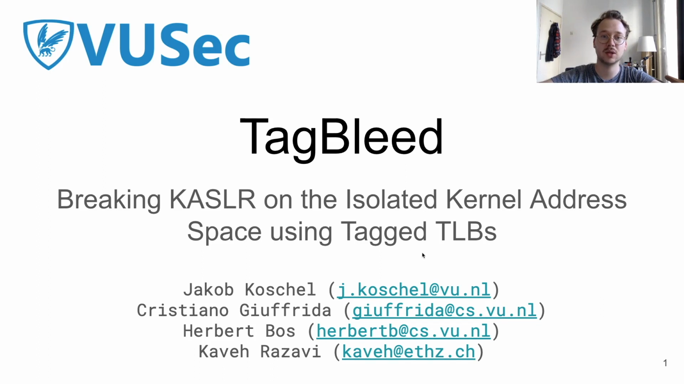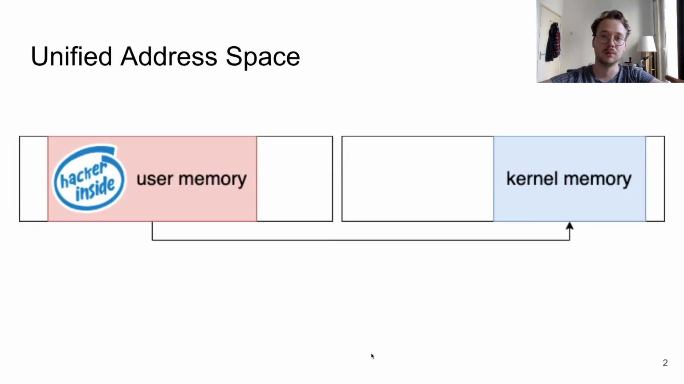And today I'm going to present to you our work, TagBleed, breaking KASLR on the isolated address space using TLBs. But first, let me tell you how KASLR works. So we have an attacker in user space trying to attack the kernel. And before KASLR, the location of the kernel was always the same. So once the attacker has a primitive to divert control flow in the kernel, the attacker is able to exploit it.